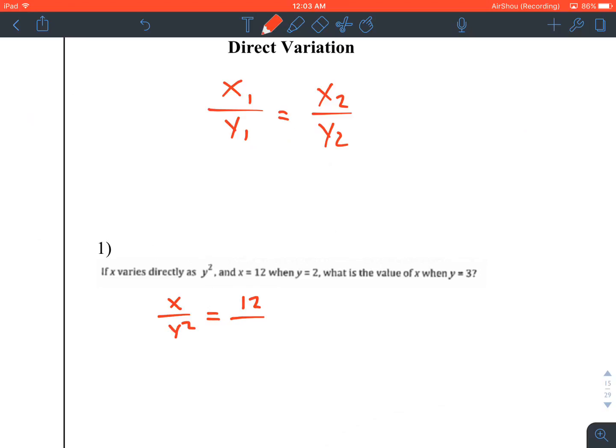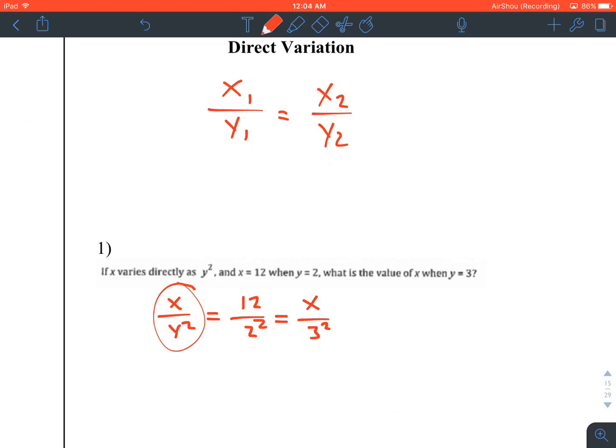So it's 12 over 2 squared. What is the value of x when y is 3? So we want to know what x is when y is 3, and the relationship is supposed to be squared. So it's 3 squared.